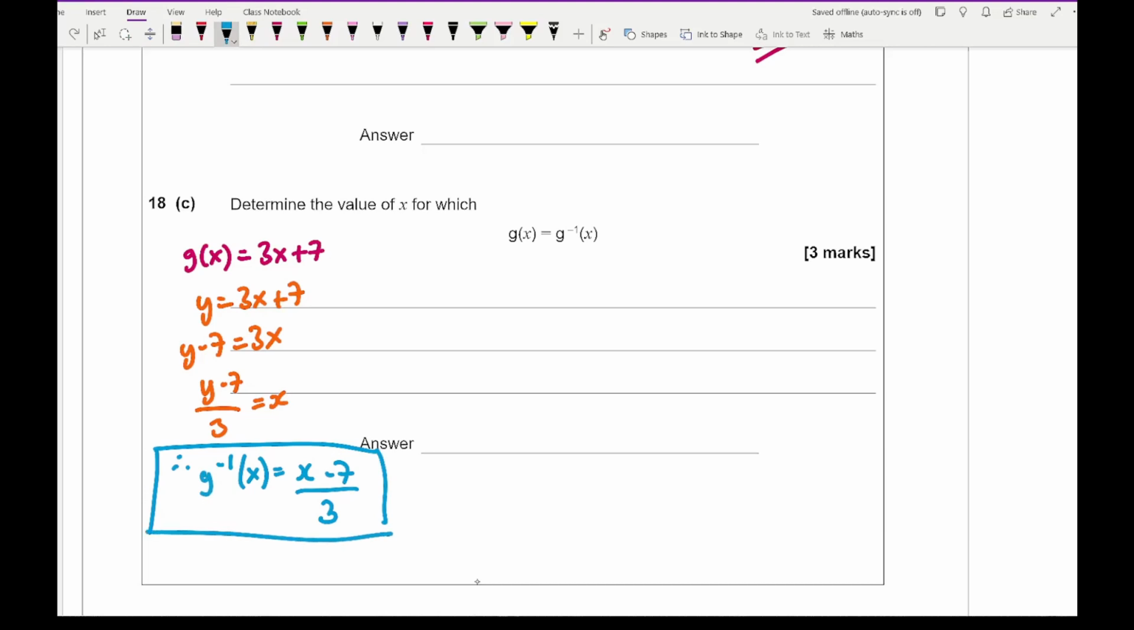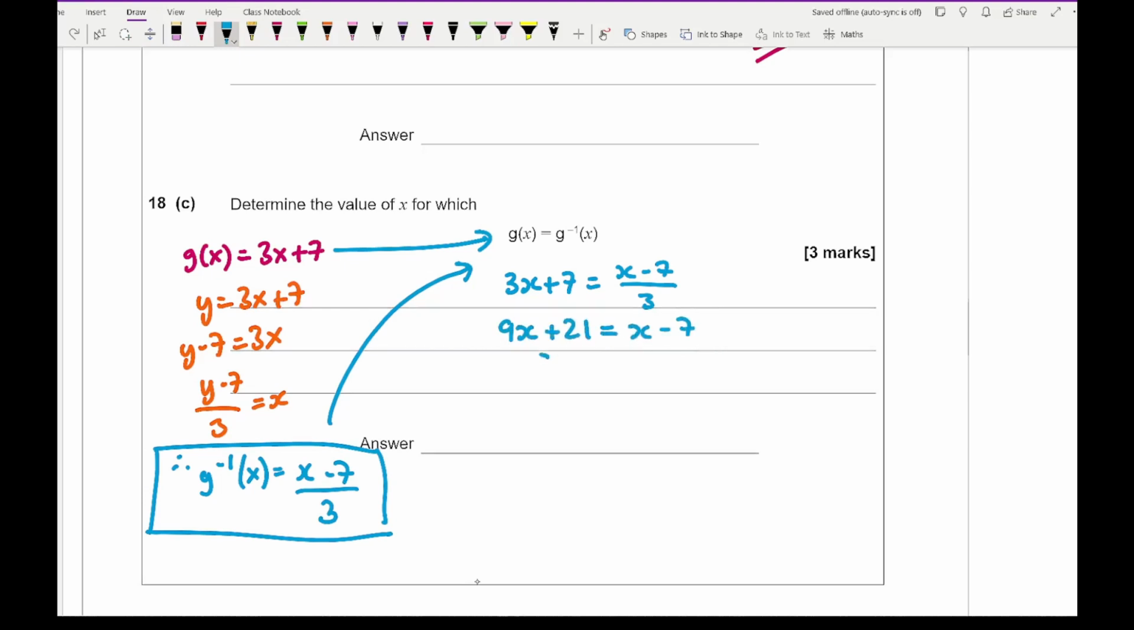So then substituting those two things into this, what you end up with is 3x plus 7 equals x minus 7 over 3. So then multiplying the left hand side by 3, I get 9x plus 21 equals x minus 7. I get 8x plus 21 equals minus 7. Then 8x equals minus 28. And so x equals minus 28 divided by 8, which gives me an answer of minus 3.5 or minus 7 over 2.